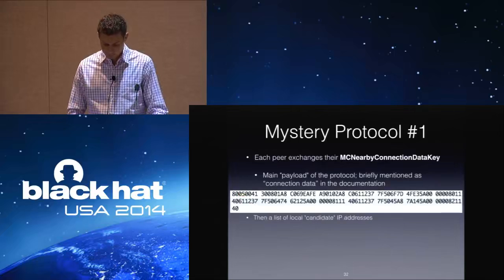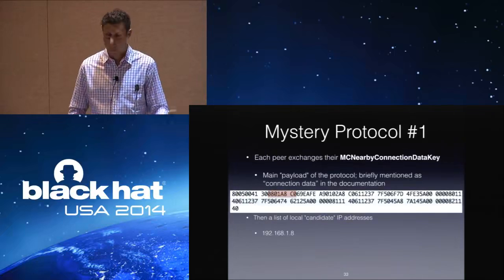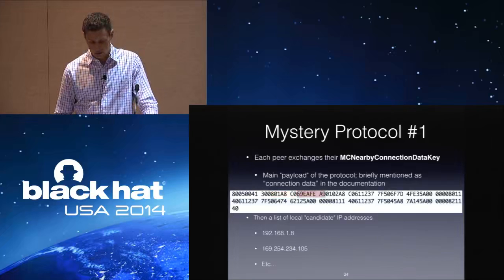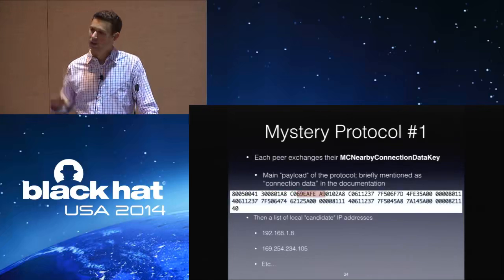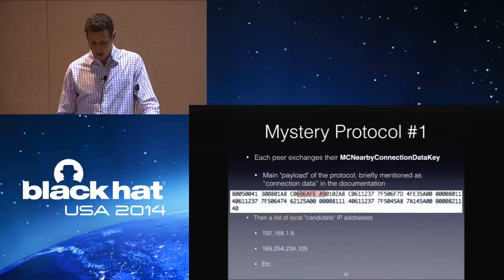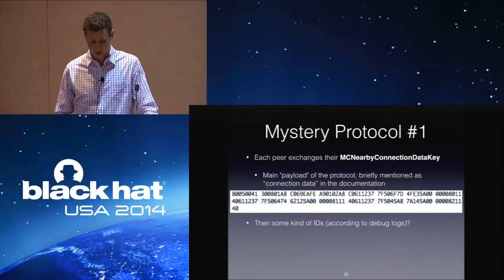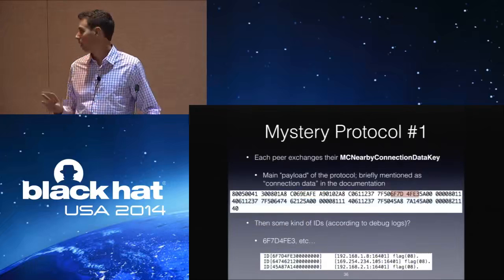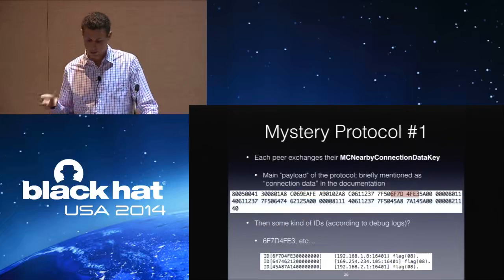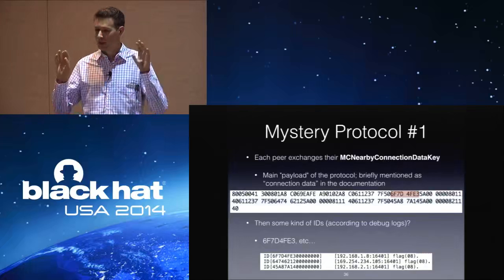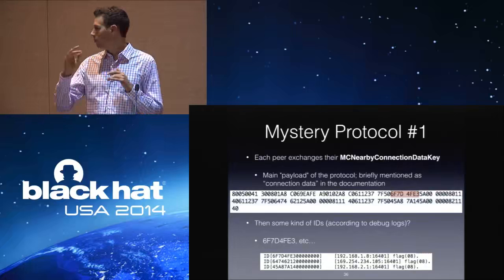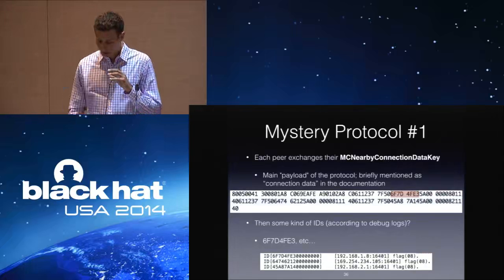So that's one thing. And then there's a list of candidate IP addresses, and I'll define candidate after that. So a list of IP addresses, like 192.168.18, etc., which are the peer's local IP addresses on all network interfaces. And then some kind of IDs, and I actually have no idea what they are, but if you look at the debug logs, they're called IDs. So to be investigated, and then also port numbers. So basically, that connection data key is the peer's list of local IP addresses and UDP ports, and it's being sent to the other guy.